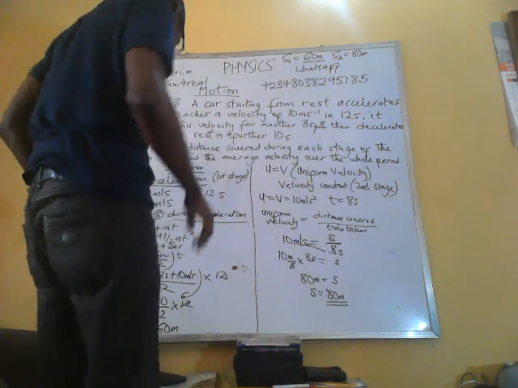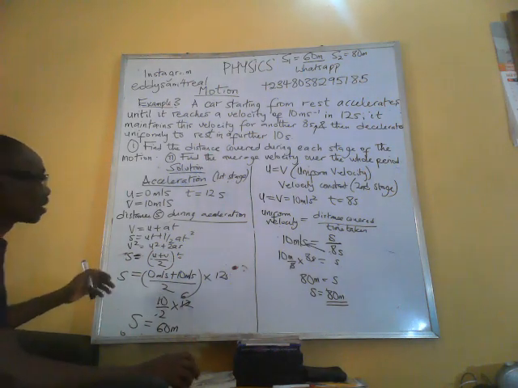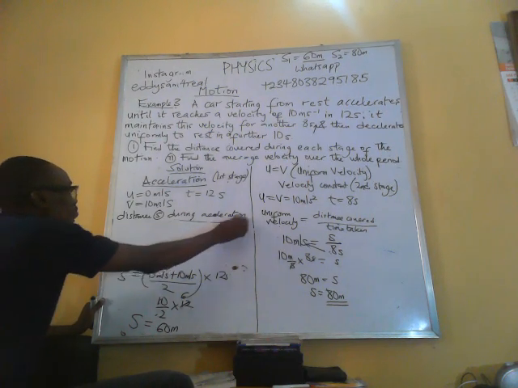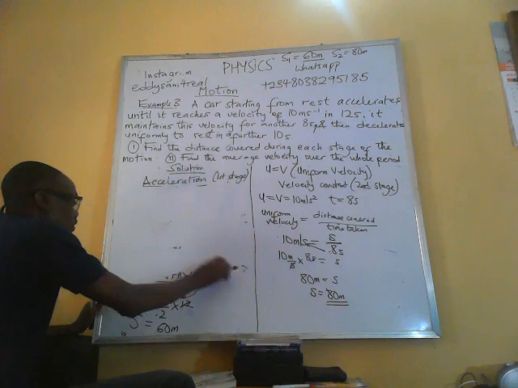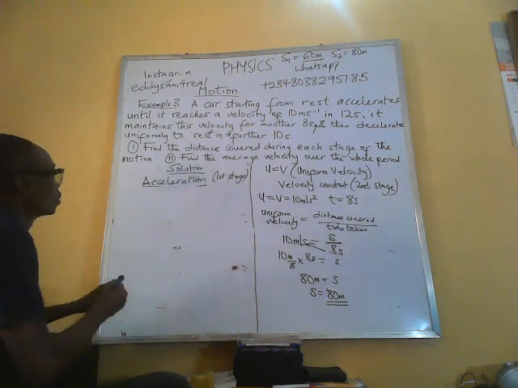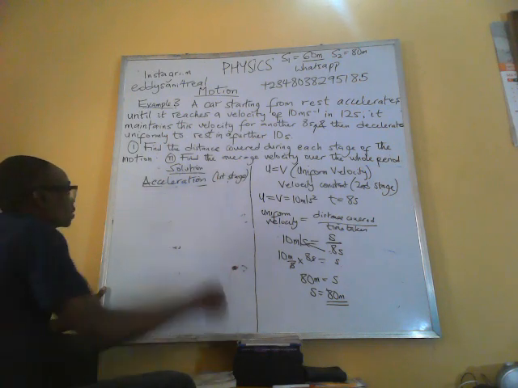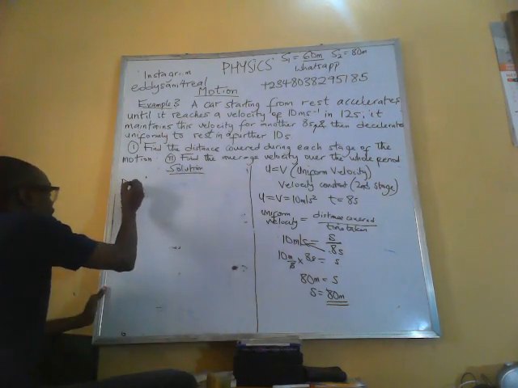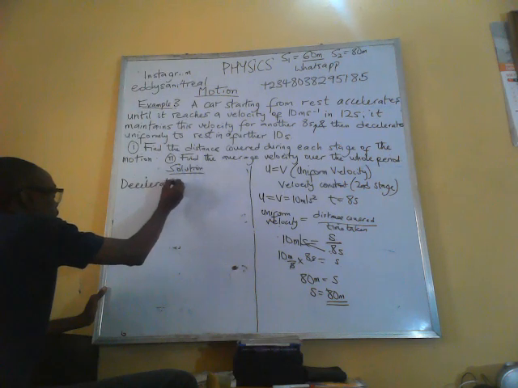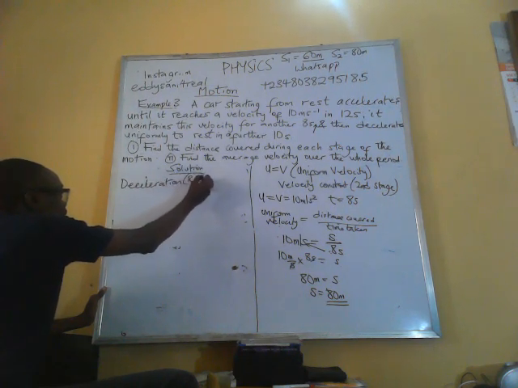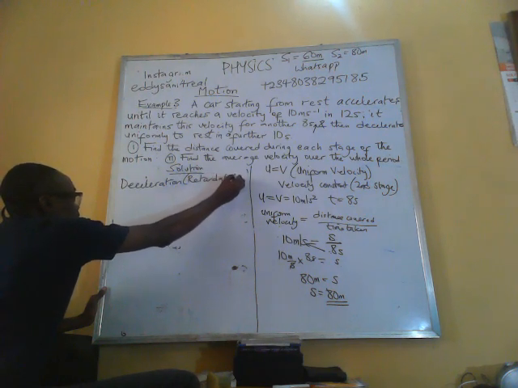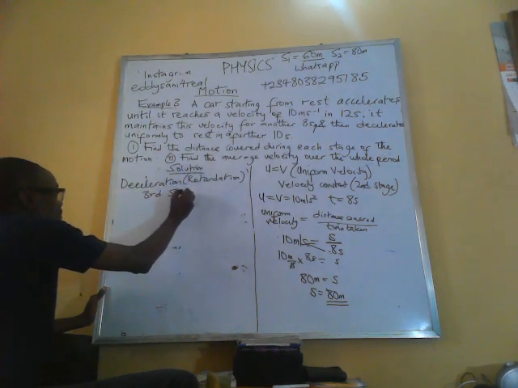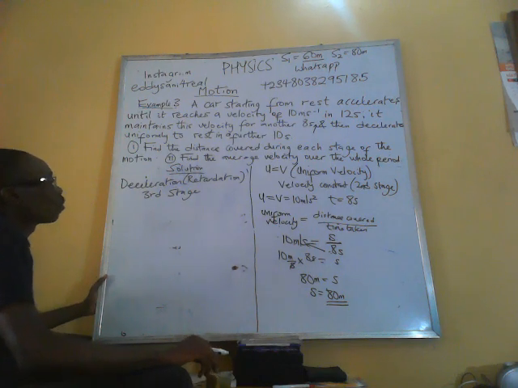So let's go ahead and calculate. But before we calculate, we have to write out our parameters. So this is a deceleration. This is no longer the acceleration stage. This is now deceleration. We can also call it retardation. Retardation and deceleration, they mean the same thing. So this is the third stage.